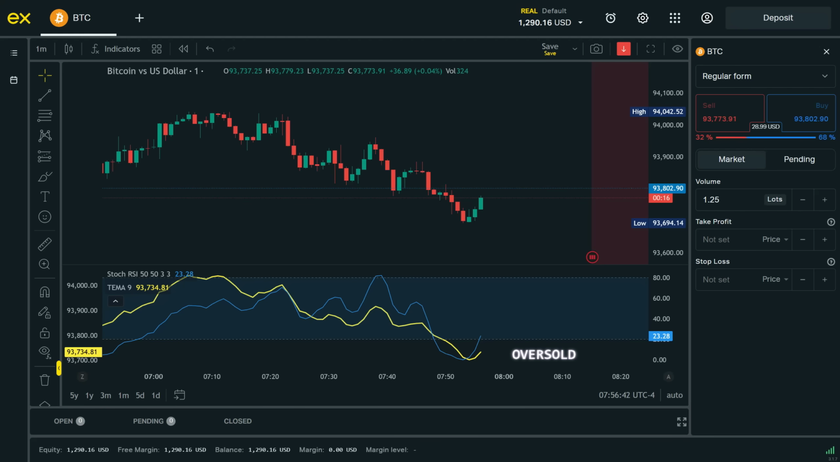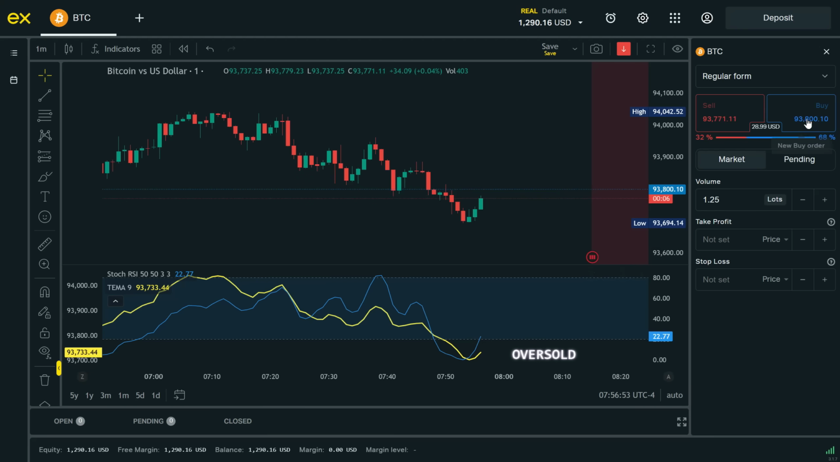The market is currently in the oversold zone. That means the price has been pushed down quite a bit, and there's a good chance that buyers may step in to reverse the move. And guess what? Our blue line is now crossing above the yellow line right in this oversold zone. This is exactly the kind of signal we've been waiting for.